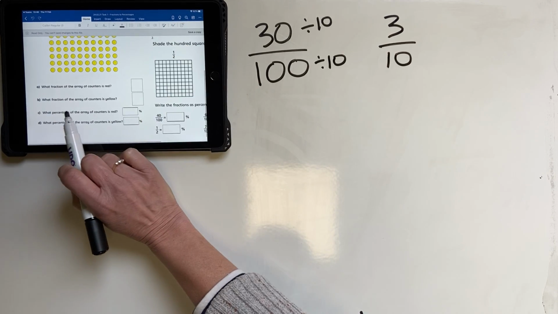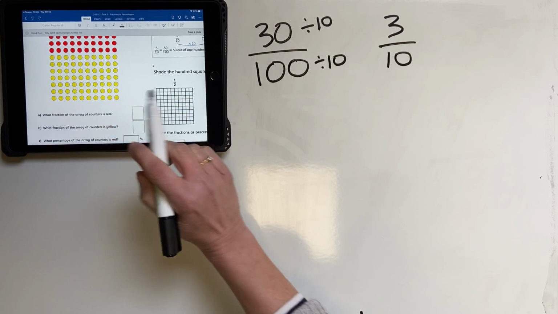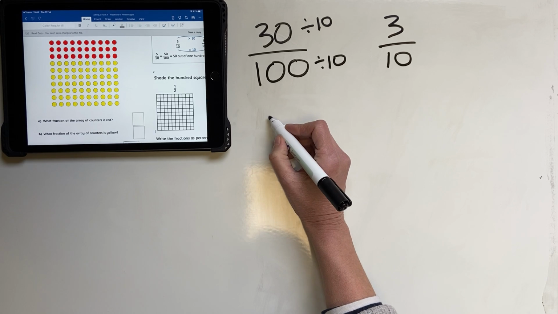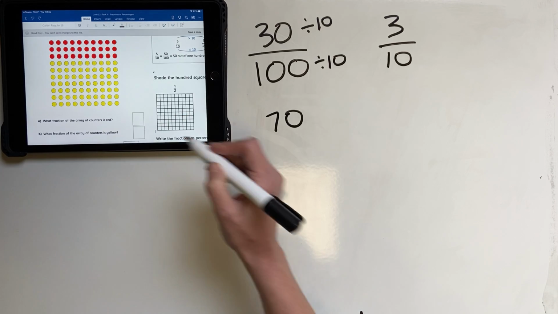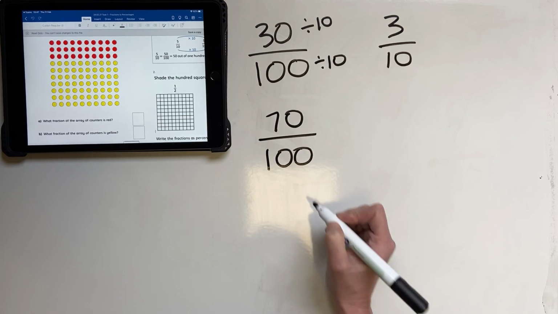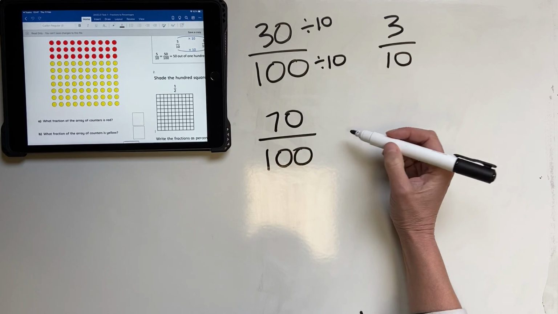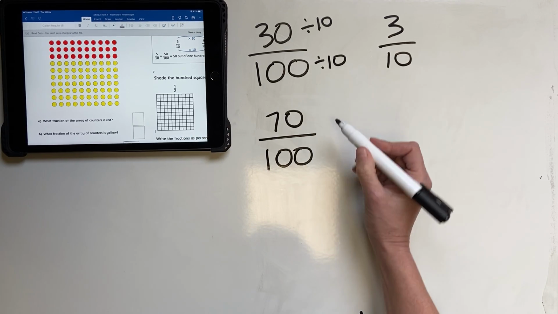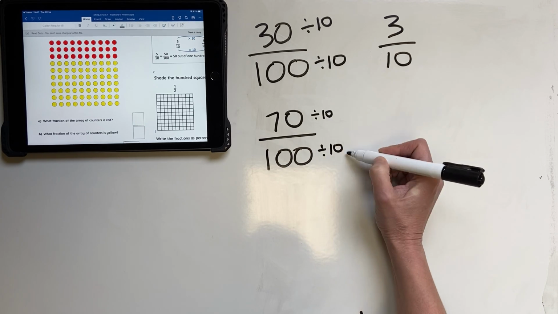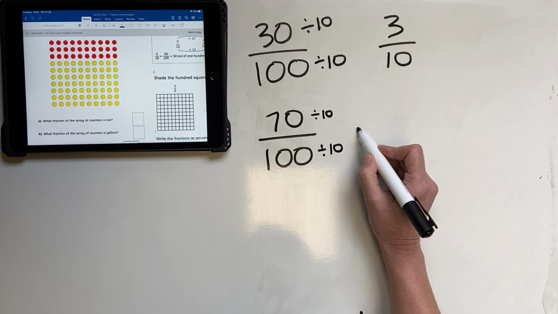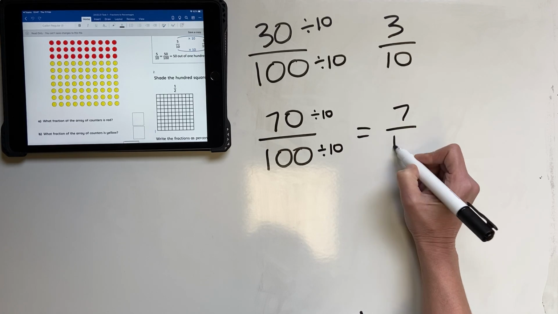B, what fraction of the array of counters is yellow? So again, how many yellow counters are there? There are 70 yellow counters out of how many? Well, there's 100 altogether. So it's 70 out of 100. So the fraction that are yellow is 70 hundredths. Again, let's simplify it by dividing the numerator and the denominator by the same amount. So 70 hundredths is the equivalent to 7/10.